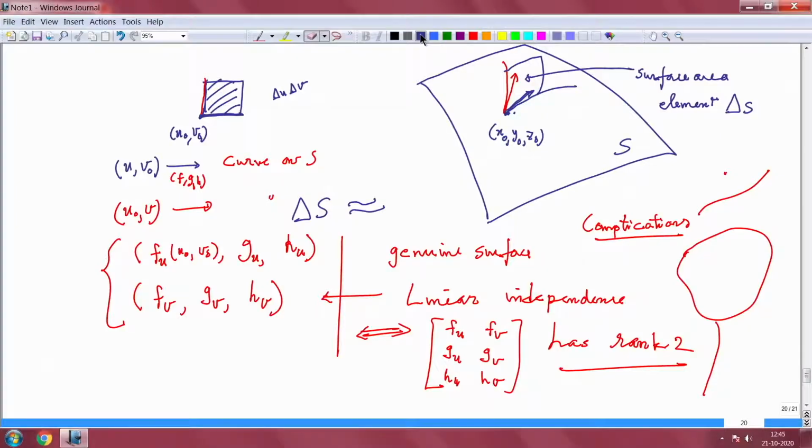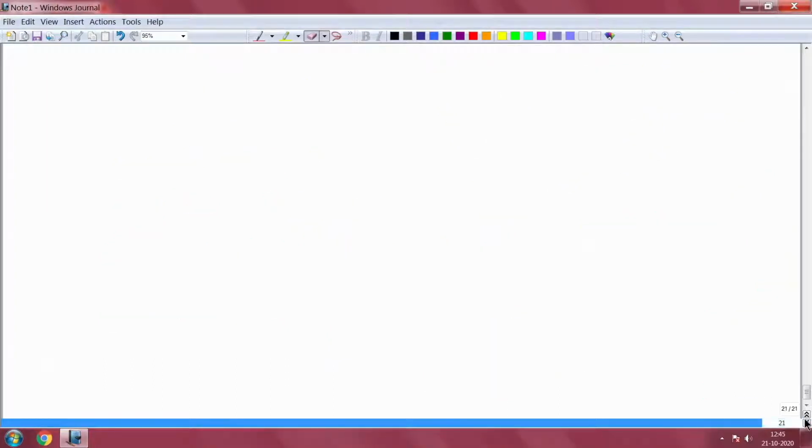Yeah, good morning. So, we will complete some preliminaries a little more. I do not know how much we can complete in the next half an hour or so, but let me try to at least recall. Last time we were trying to introduce the concept of, in some sense, a genuine surface. That genuine surface is the linear independence of these two vectors, or these vectors which you have seen have rank 2, f_u, g_u, h_u and then f_v, g_v, h_v.